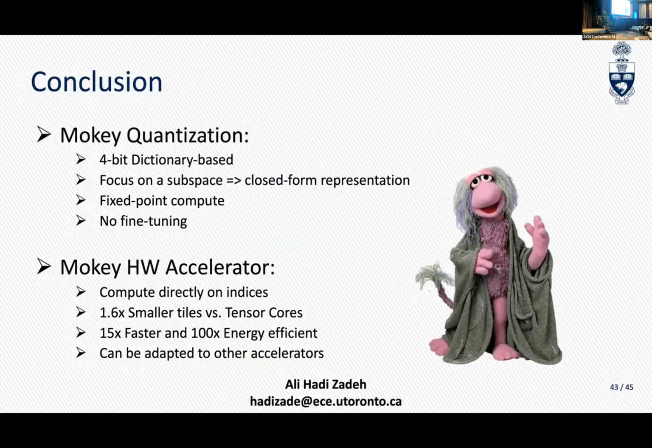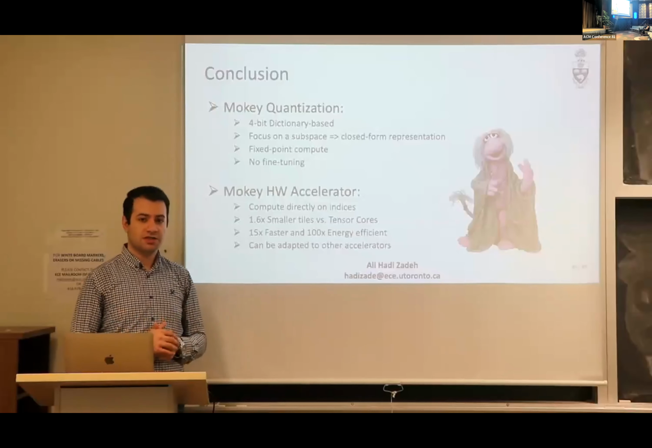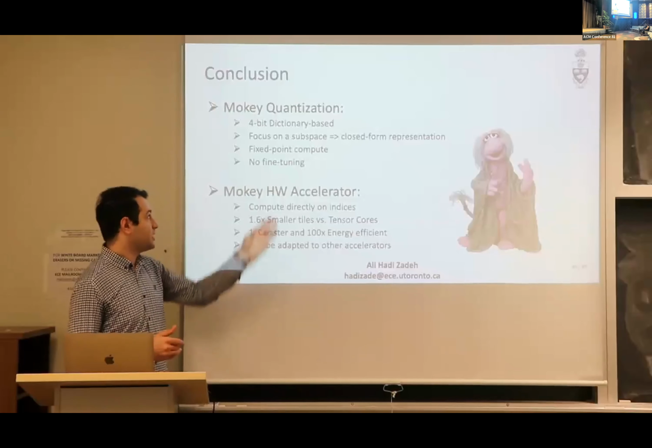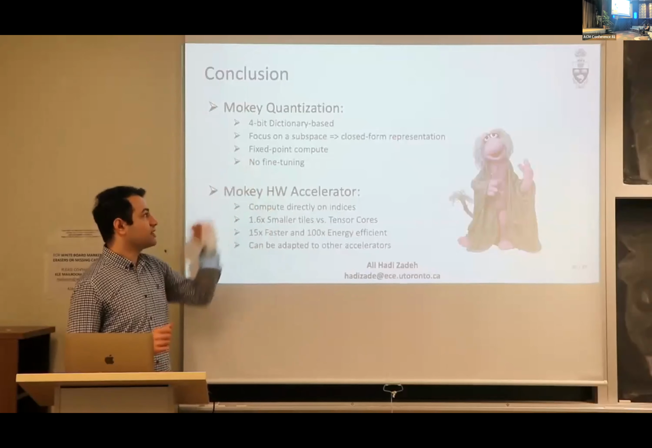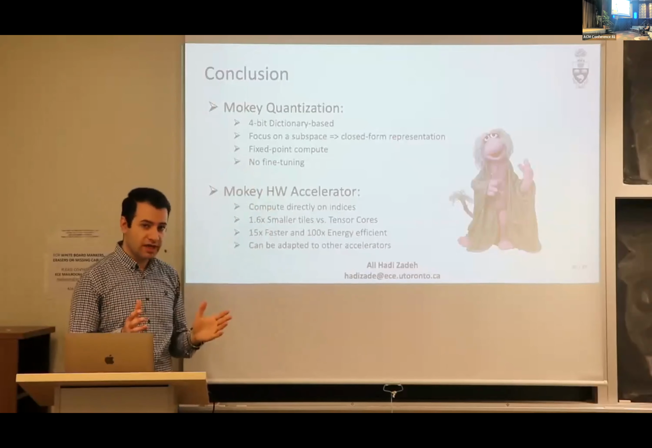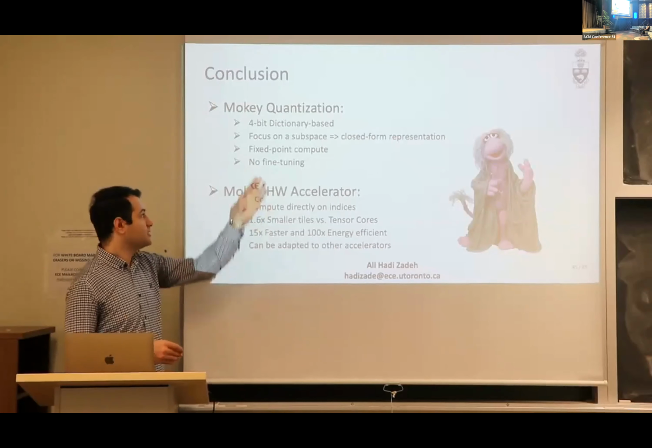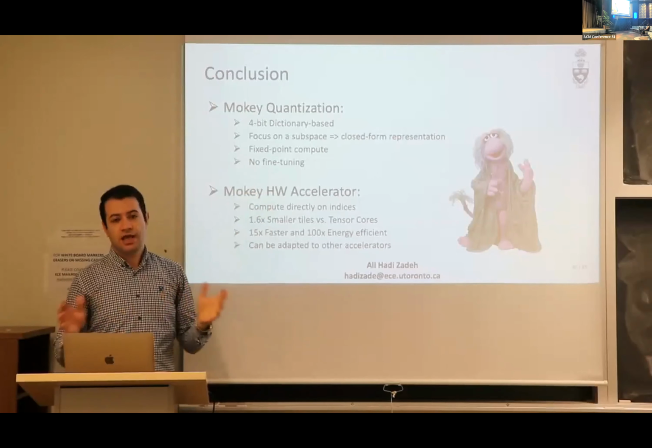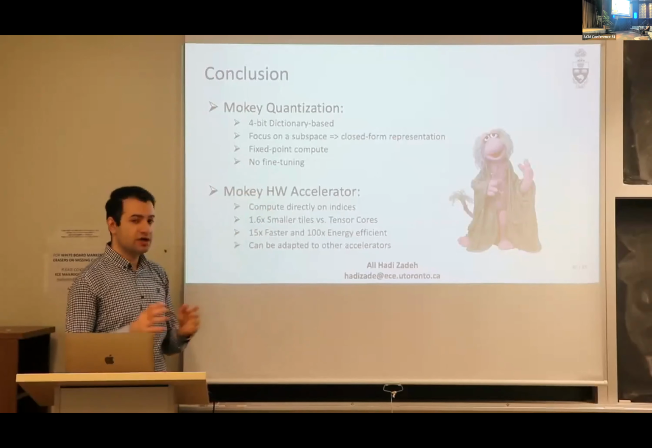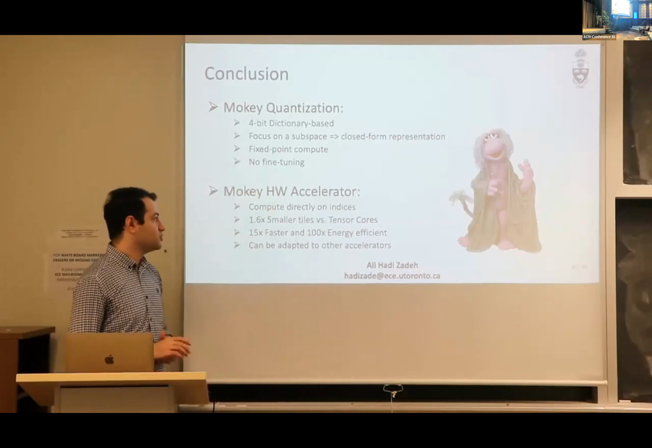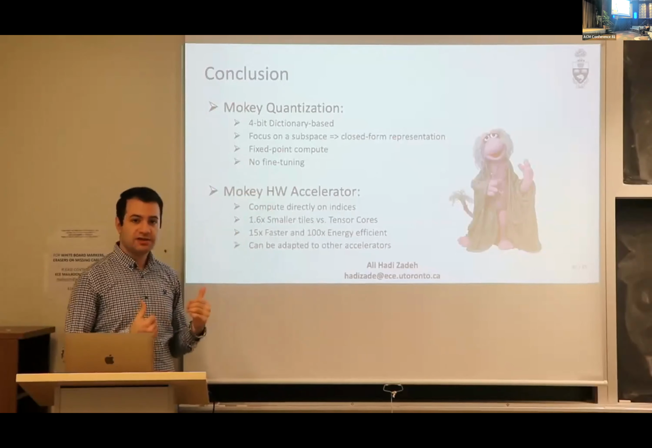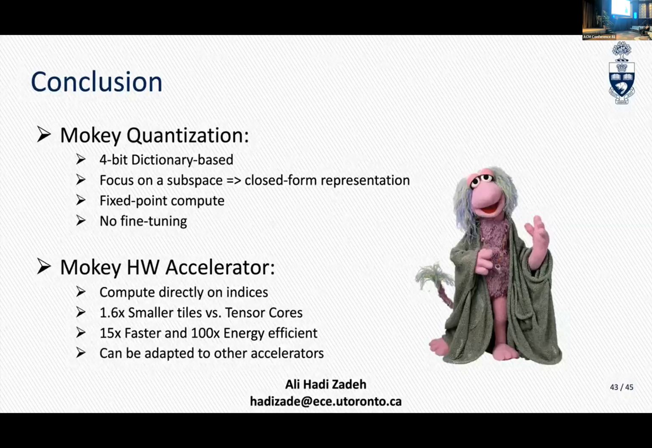To conclude this talk, we talked about Mokey quantization, which is a 4-bit quantization for both weights and activations. The nice thing about it is that it focuses on a subspace of values where the bulk of values are, and it can represent those dictionaries with a closed form format. We take advantage of fixed point computation, and everything is post-training. We do not require any fine-tuning for the model. Also, we introduced the Mokey hardware accelerator, which takes advantage of Mokey computation to perform computation directly on indexes. It has an area efficient design that can make the inference faster and more energy efficient.